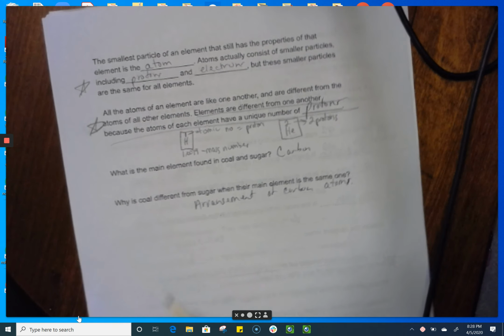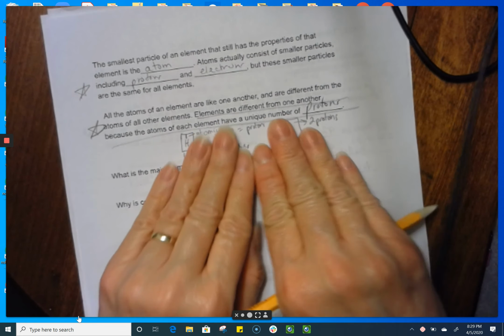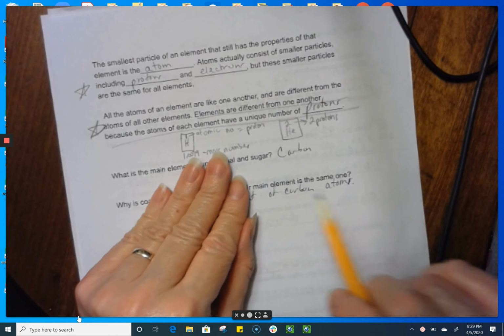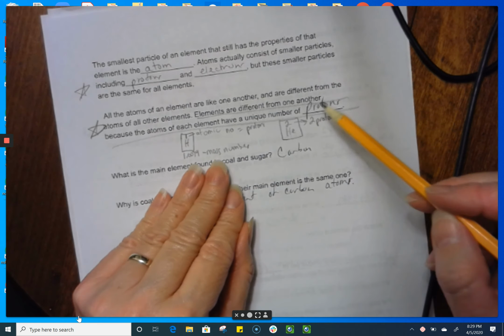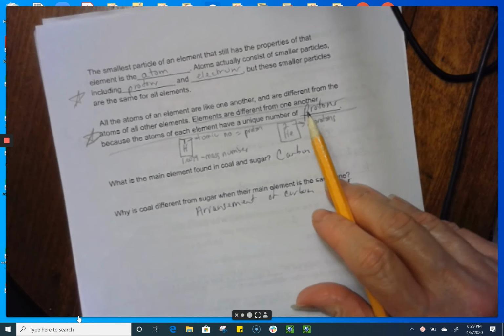Okay. All right, that's pretty much what's on the test. Now, this stuff here is not on the test. I was just explaining why elements are different from one another because they vary in the number of protons. So you're not going to have to know all this part here for the test. Okay.